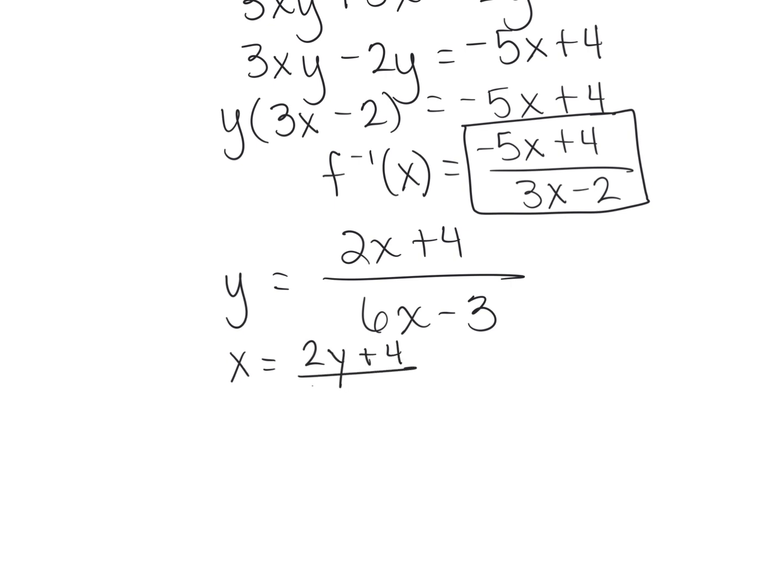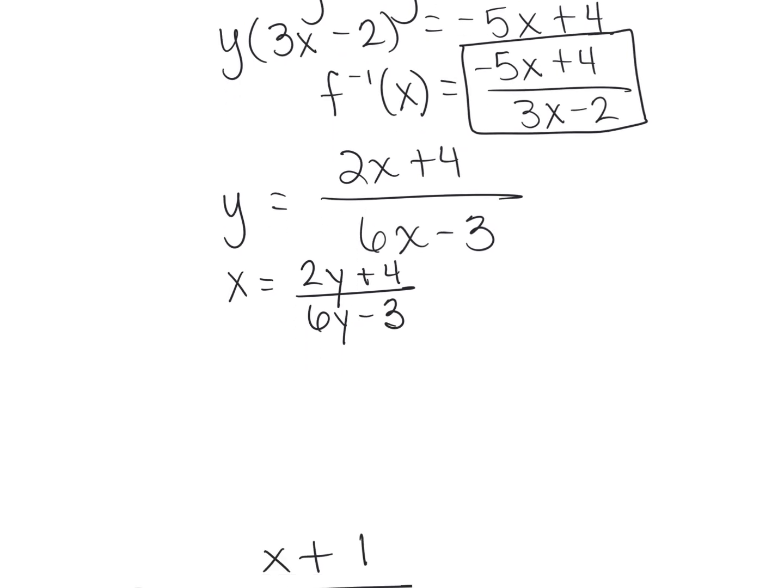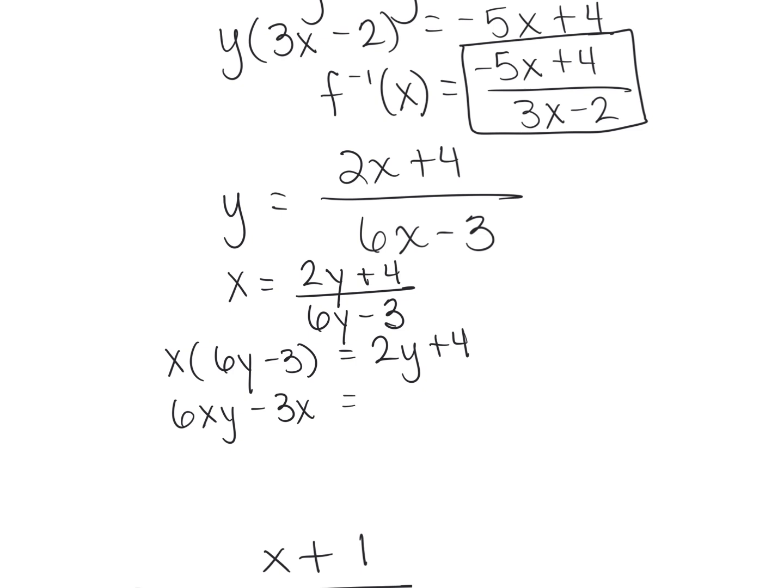The other thing I'm going to caution you on with these is make sure that your handwriting is legible, because if you can't read it, I'm not going to be able to read it either. And if you confuse your x's and y's, this becomes a little difficult. So as we multiply the denominator up to the left side, and then distribute your x, you have 6xy minus 3x, and that leaves me with 2y plus 4 over here.